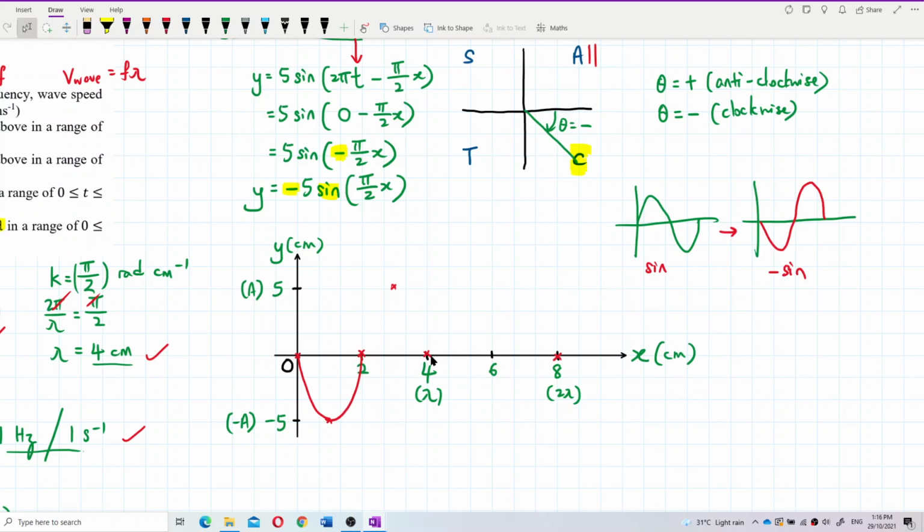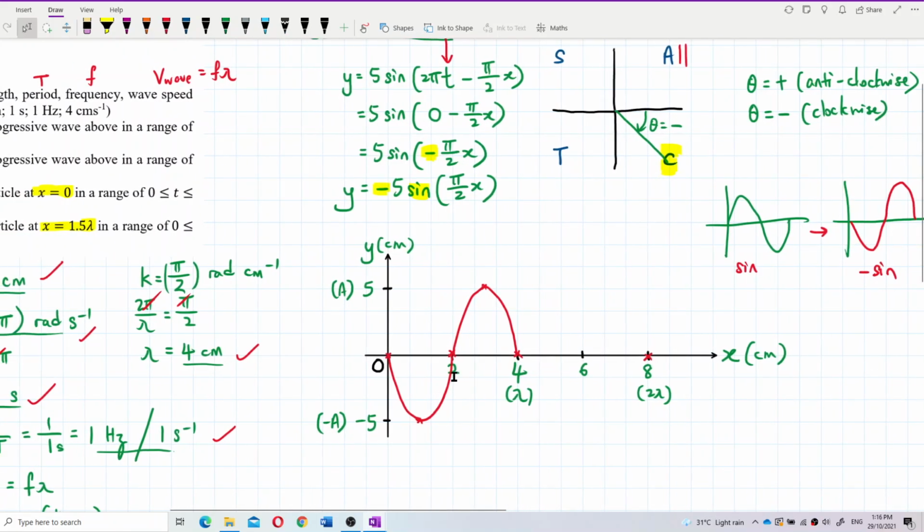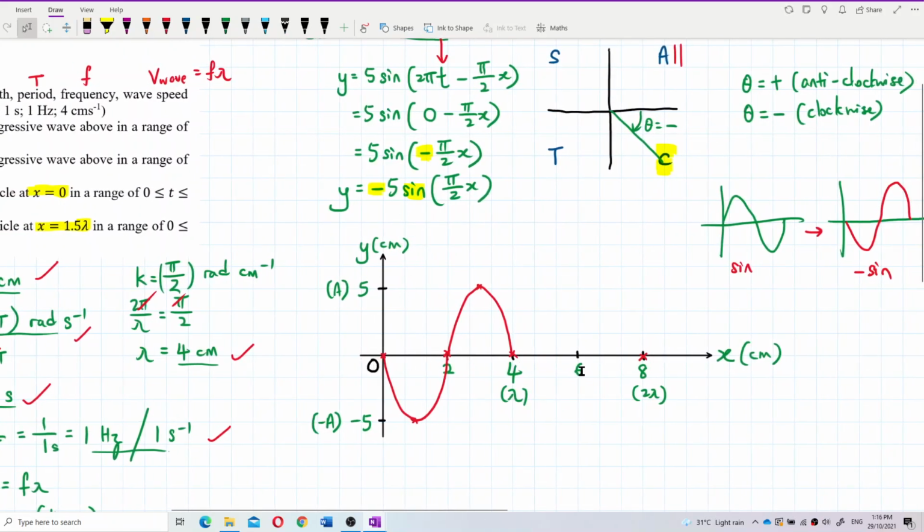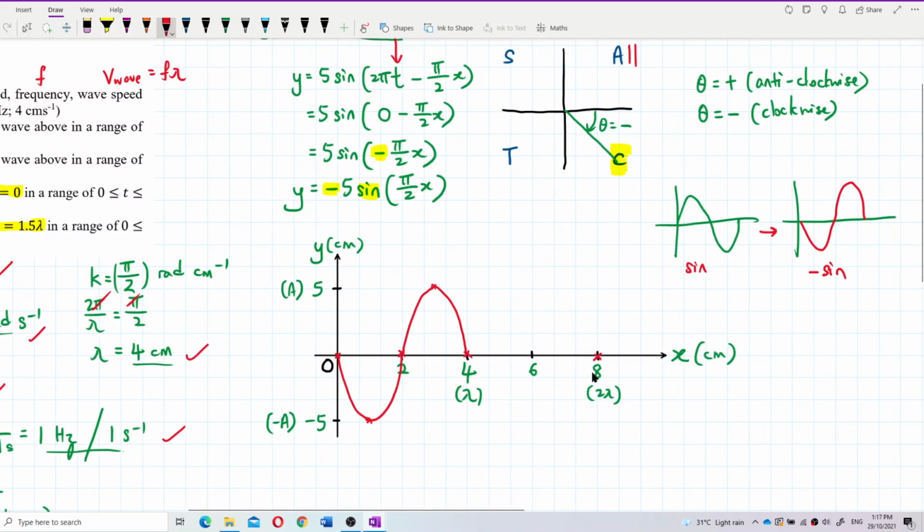One wavelength, until the amplitude. Oh, sorry, and then until the amplitude here. One wavelength, 4 centimeter. Understand? Negative sine graph, 4 centimeter. And then later on, also here we need to plot. Repeat the same graph, negative sine graph.